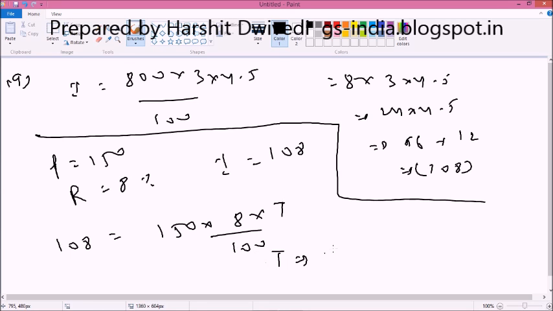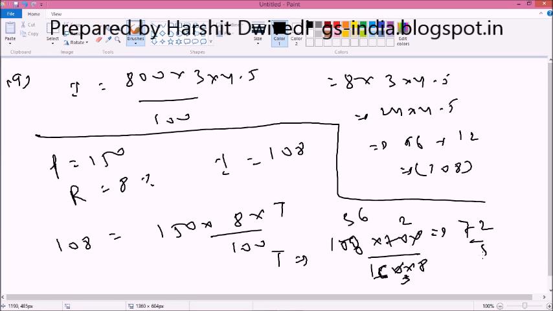So this T will come out as 108 into 100 upon 150 into 8. Cancel it. 5 into 10, 5 3s are 15, 3 3s are 9, 3 6s are 18. It comes out as 72 by 8. 9 years is the answer. So what is the answer? 9 years.